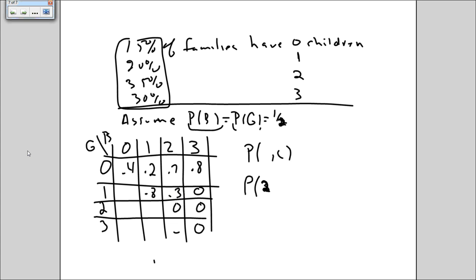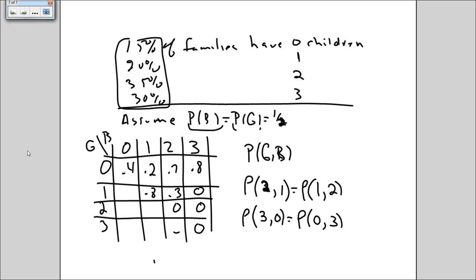The chances that you have two boys and one girl are going to be the same as you having one girl and two boys. The probability that you have three girls and no boys should be the same as you having no boys and three girls. It's symmetrical.